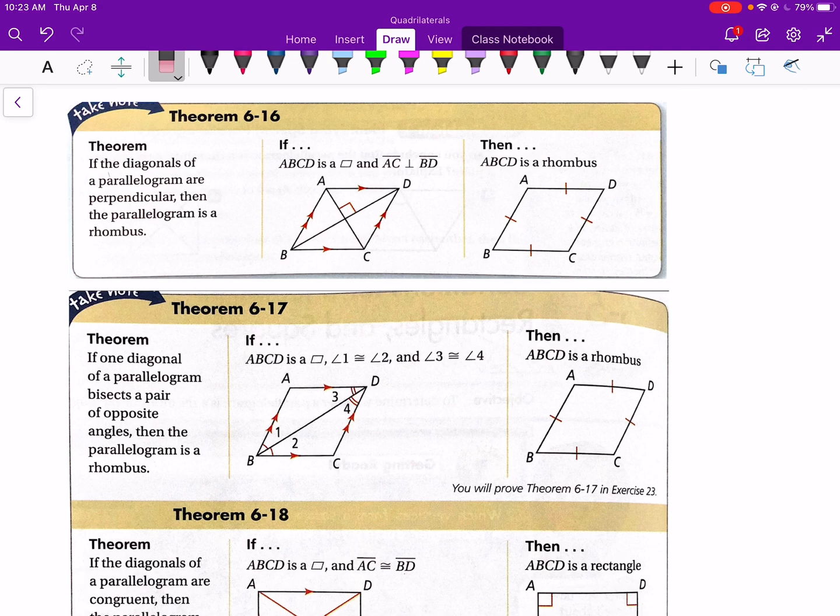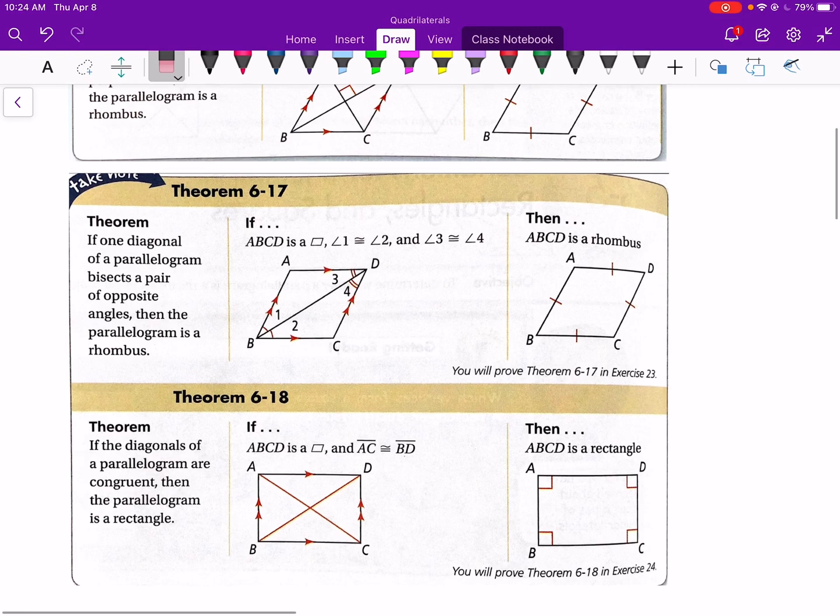The second one says that if one diagonal of a parallelogram bisects, remember, bisects means it cuts in half, a pair of opposite angles, then the parallelogram is a rhombus. So again, this is a converse of a theorem we learned yesterday that said if we have a rhombus, then the diagonals bisect a pair of opposite angles.